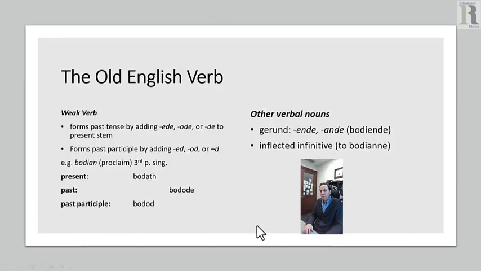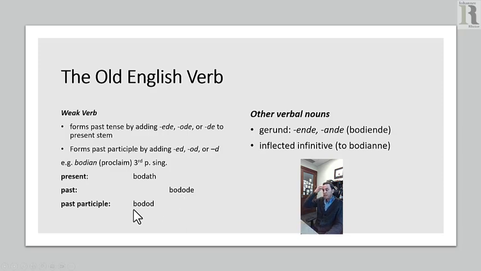The weak form of the Old English verb is like the modern weak verb, regular. You form a past tense by sticking -ede, -ode, or -de to the present stem. So bodoth, to wait, becomes in the past bodod.